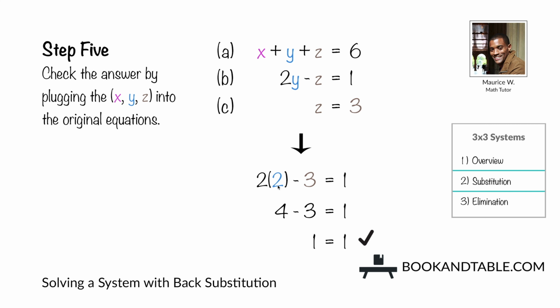2 times 2 is equal to 4. 4 minus 3 is equal to 1. 1 is equal to 1 confirms that these are the correct values for y and z. And for equation C, we know that z is 3. 3 is equal to 3 is a true statement. So this confirms that we found the correct values for x, y, and z for this 3x3 system.